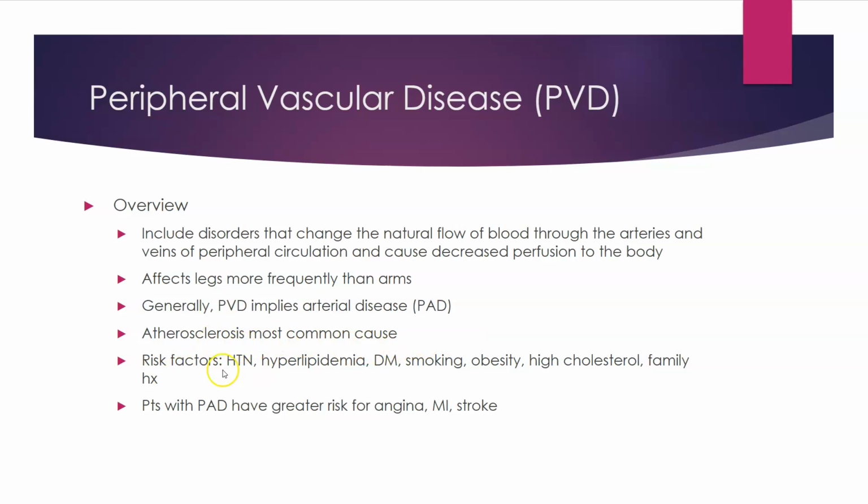One of the main causes for this is atherosclerosis. Some of the other risk factors can be hypertension, hyperlipidemia, diabetes mellitus, smoking, obesity, cholesterol, and a family history of it. So if patients have peripheral artery disease, they've got a higher risk for angina, MIs, and stroke.